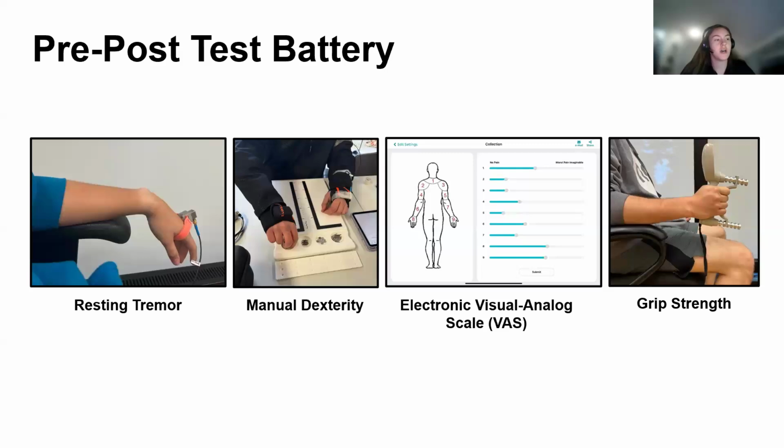In addition to these, we also used a test battery to examine various aspects, both pre and post vibration exposures. This test battery assessed some different things like resting tremor, which used the same accelerometer placement as before, just on that third knuckle. We also used a manual dexterity test to assess hand dexterity and precision using the Purdue pegboard test. Alongside this, we used an electronic digital analog scale, which allowed us to measure pain and discomfort participants felt pre and post cutting. And then we also used a grip strength test using a handheld dynamometer, as you can see here.